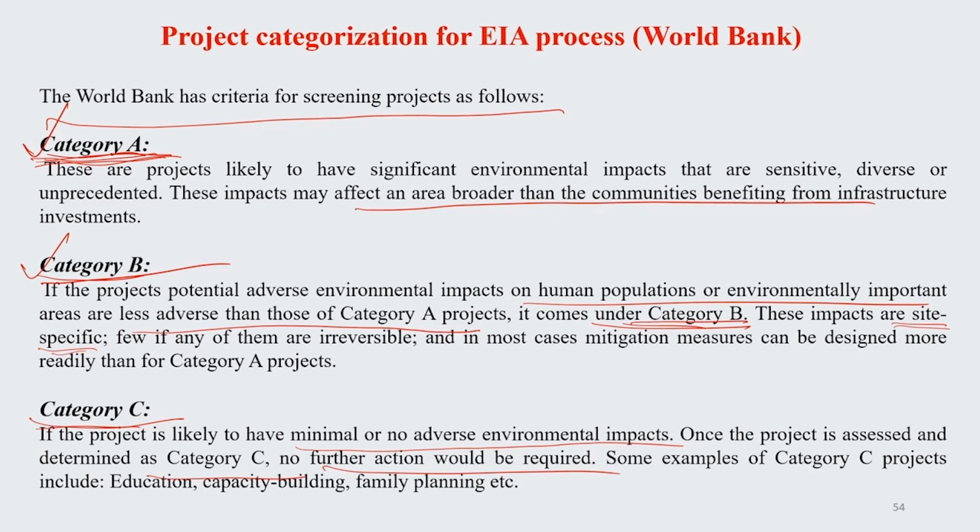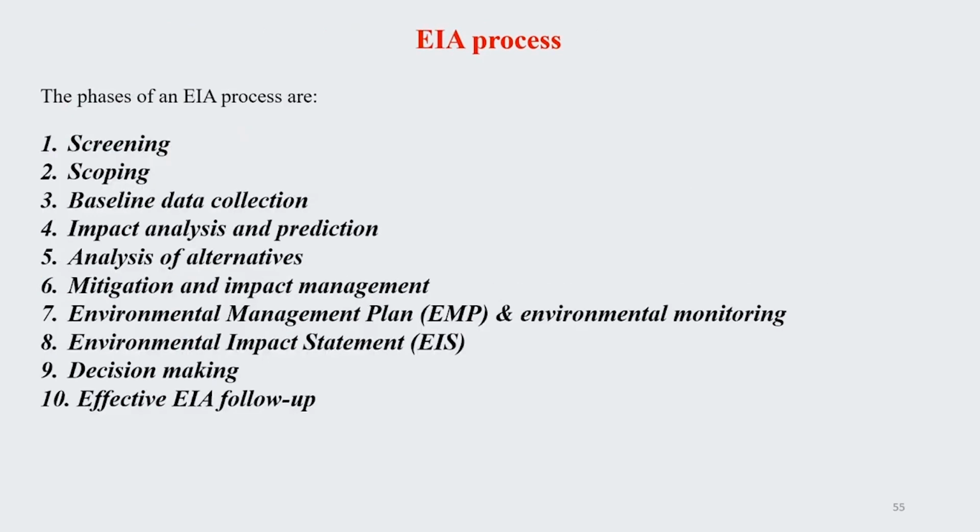Category C projects may include education type of projects. Suppose you want to build a school or a college, capacity building type of project, family planning type of project. So, these are the projects screened under category C, and once they come under category C, then you actually go ahead with the project. Now, let us see the different phases of the EIA process.